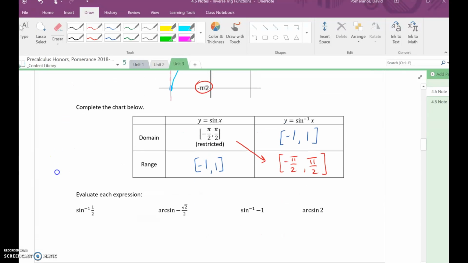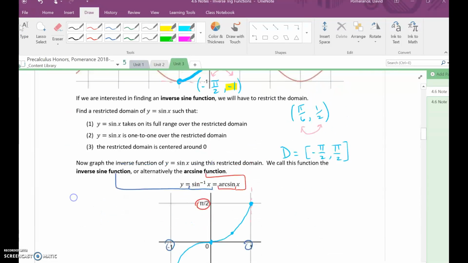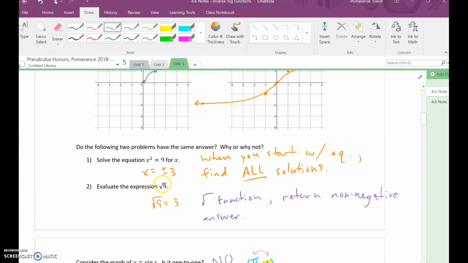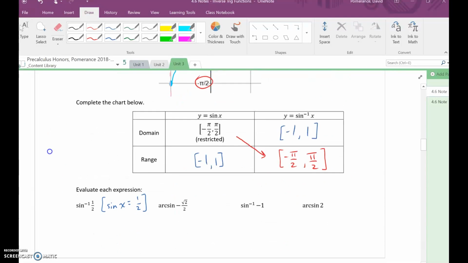So now we have to use that new function, the inverse sine function, to evaluate each one of these things. So let's see. This is almost the same thing as asking the question, the sine of some mystery value equals 1/2. Just like if we scroll back up a bit, we would say that what this means is this mystery value that when you square it, you get 9. This is this mystery value that when you sine it, you get 1/2.